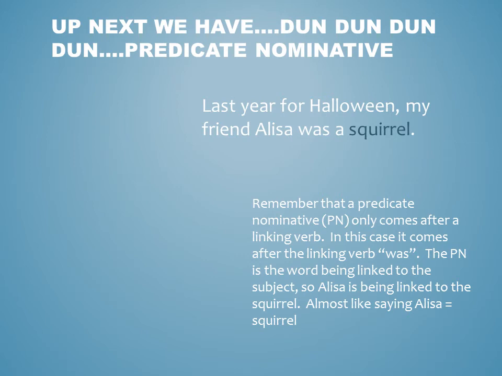So Elisa is being linked to the squirrel, almost like saying Elisa is equal to a squirrel. Now remember, go back and use those clues. What's the subject? The subject is Elisa. Is Elisa doing something or being something? She's being. What's she being? A squirrel. So that's how you know this is a predicate nominative. Now your linking verb is was, so it's almost like saying Elisa is equal to a squirrel.